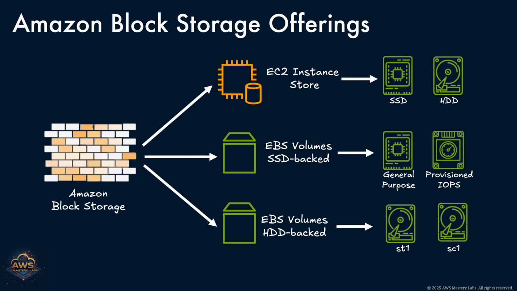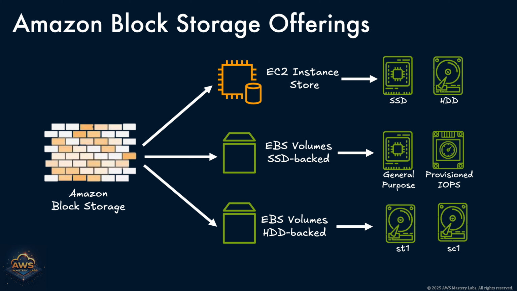This illustration represents the Amazon block storage ecosystem within AWS, breaking down the key options available for Elastic Block Store, EBS, and EC2 Instance Store storage types. At the top, you see EC2 Instance Store, which provides temporary block-level storage directly attached to an EC2 instance. This high-speed storage can be either SSD or HDD-based, but it is ephemeral, meaning the data is lost when the instance stops or terminates. It's ideal for caching, scratch data, or temporary workloads.